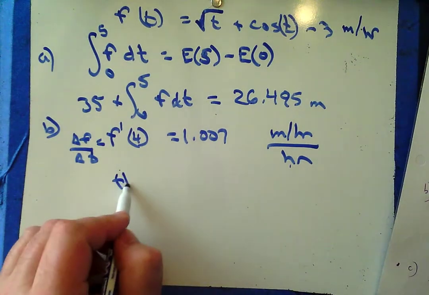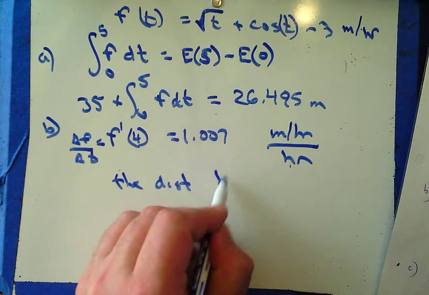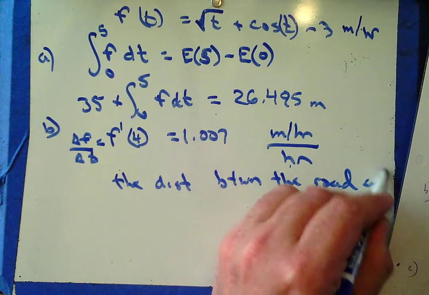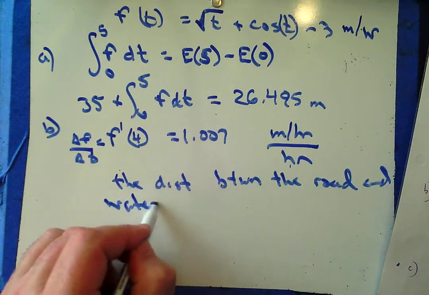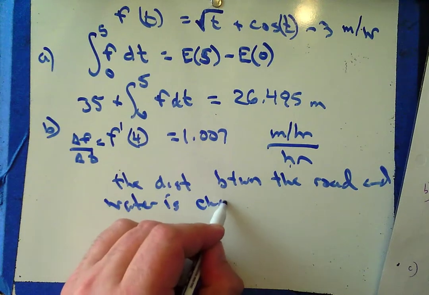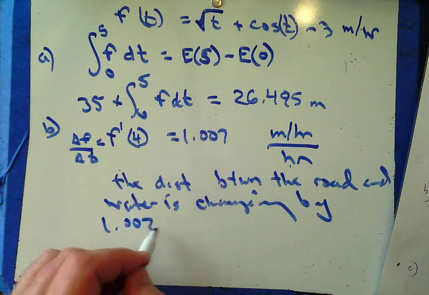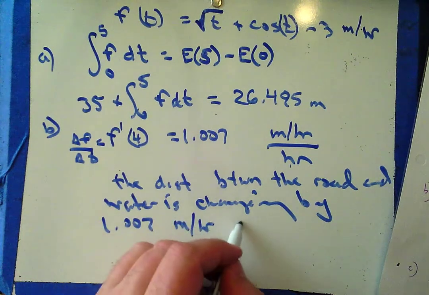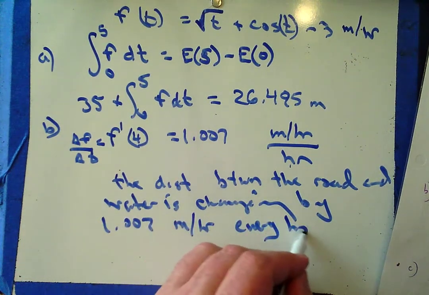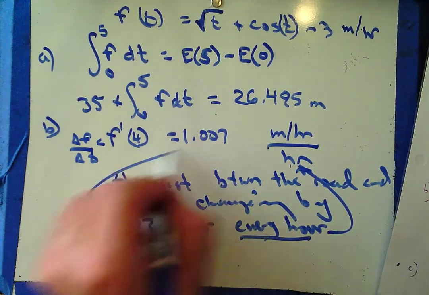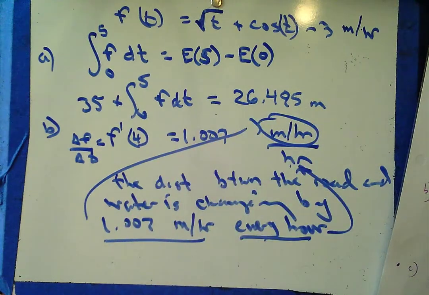Well, the distance between the road and water is changing by 1.007 meters per hour every hour. This is that one. This is the stuff on top. And that's all I need to say. Okay, that was part B.